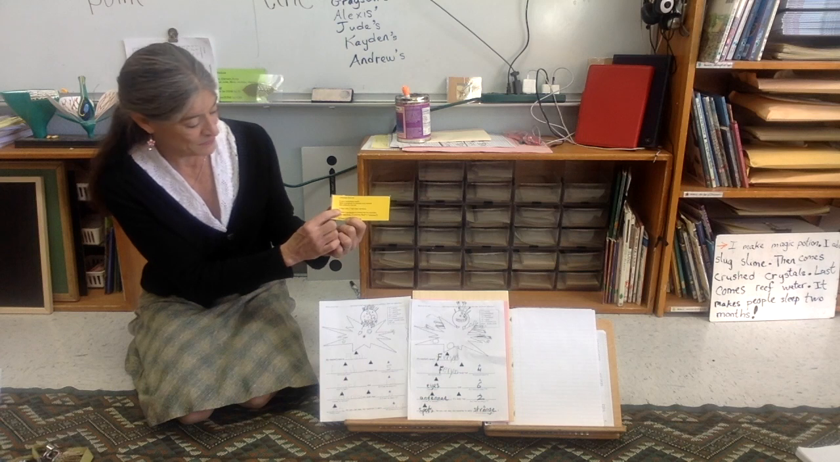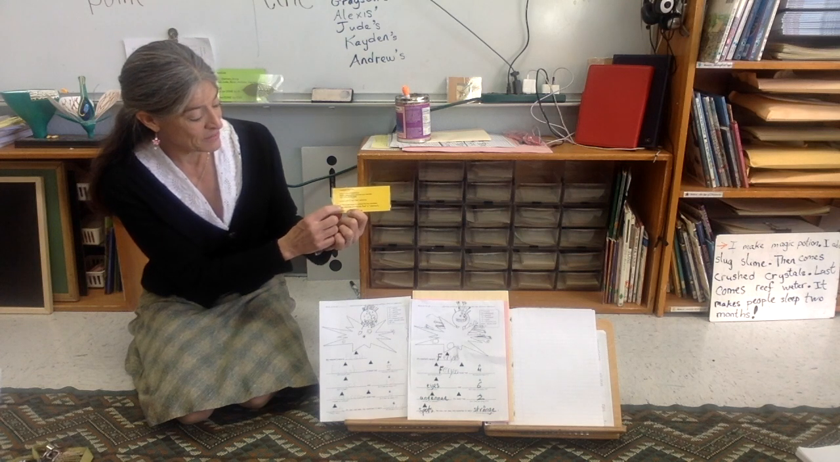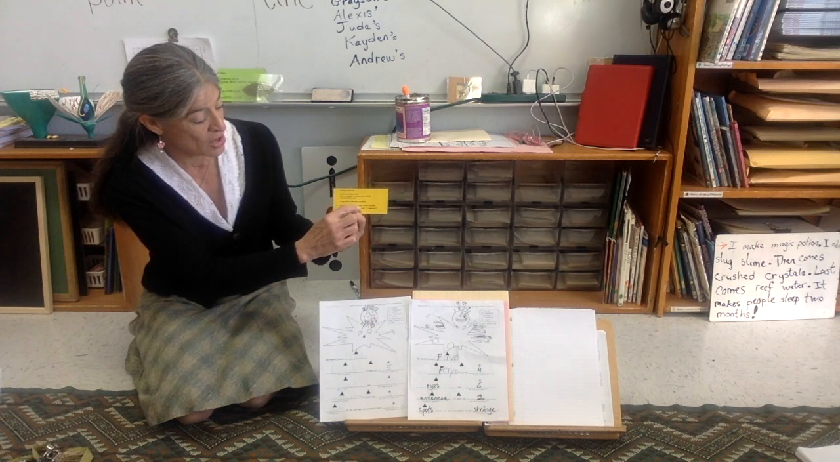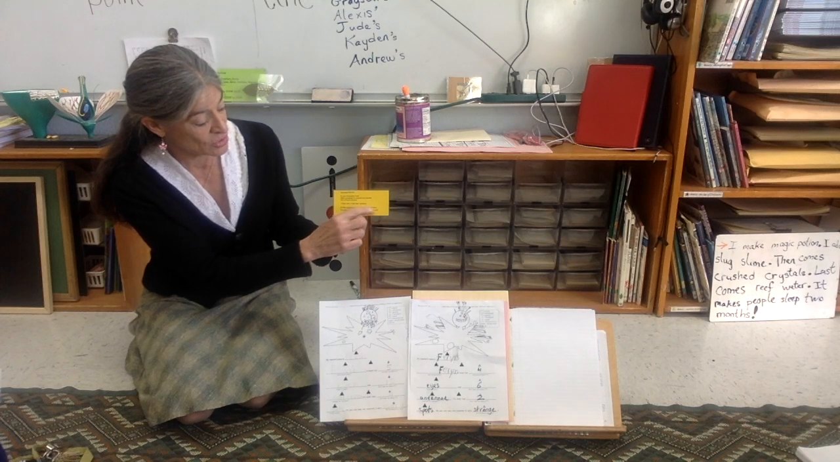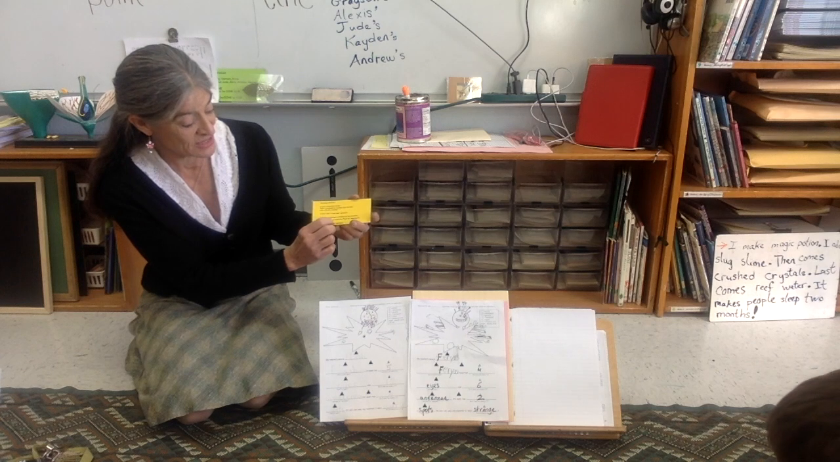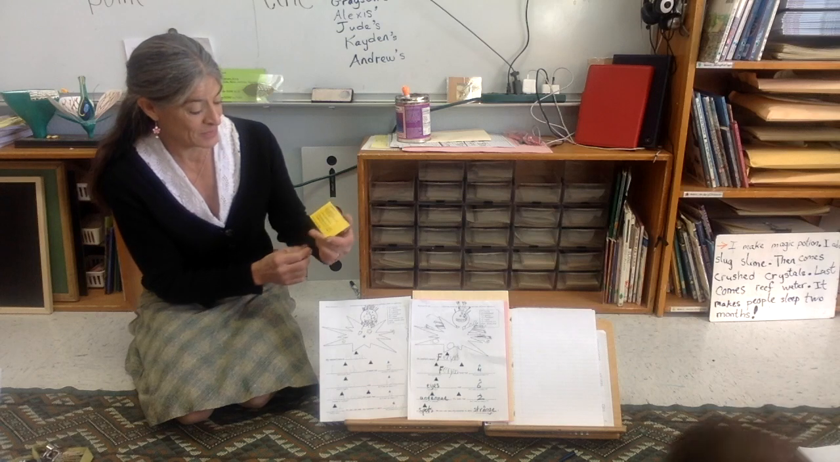Number 1, start with a main idea sentence. Number 2, write 3 sentences to contrast the 2 monsters. And then it says use adjectives and words like but or whereas. Number 3, write a wrap-up sentence.